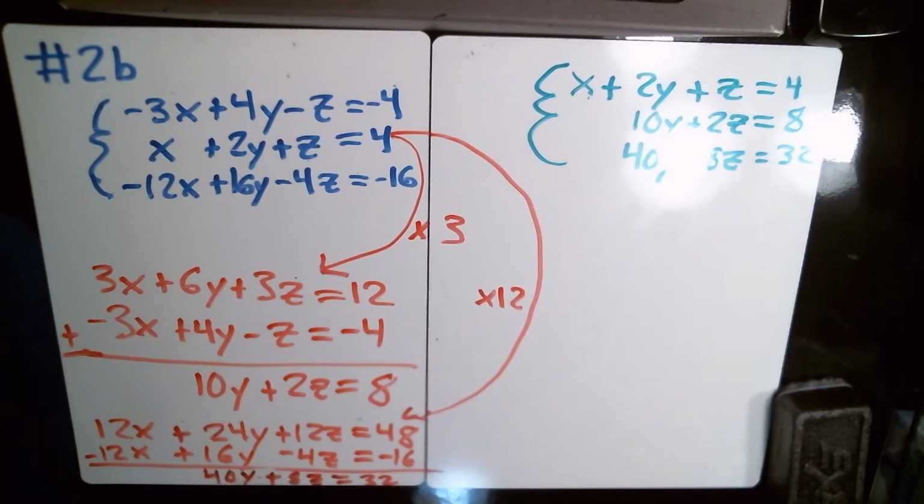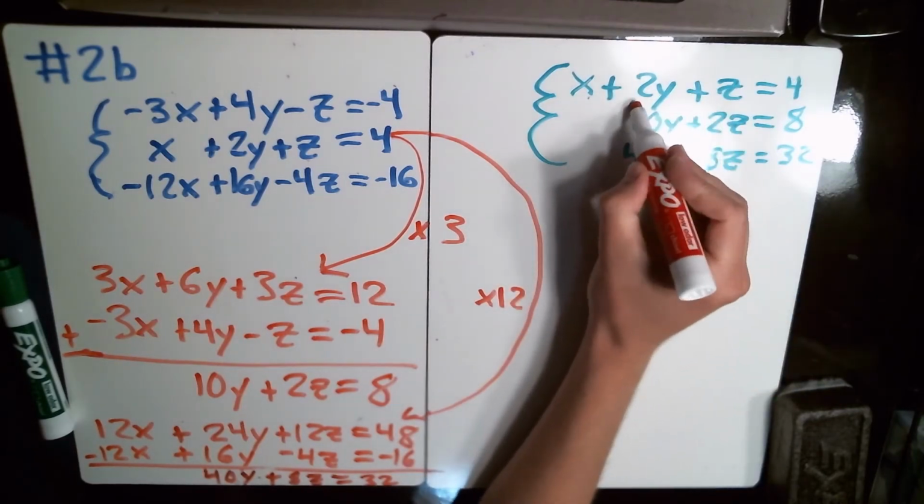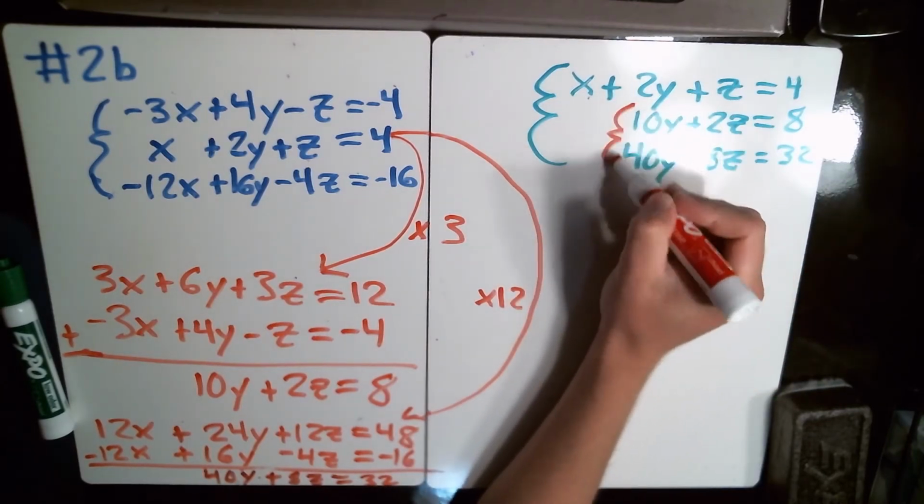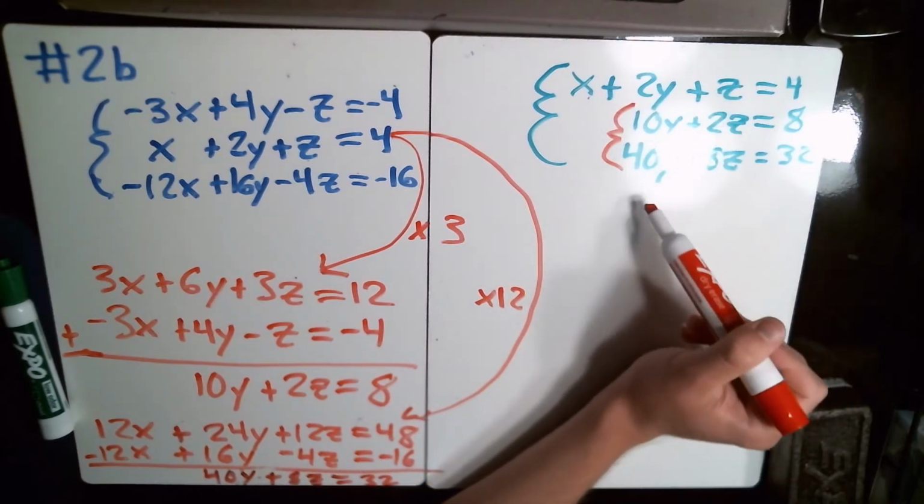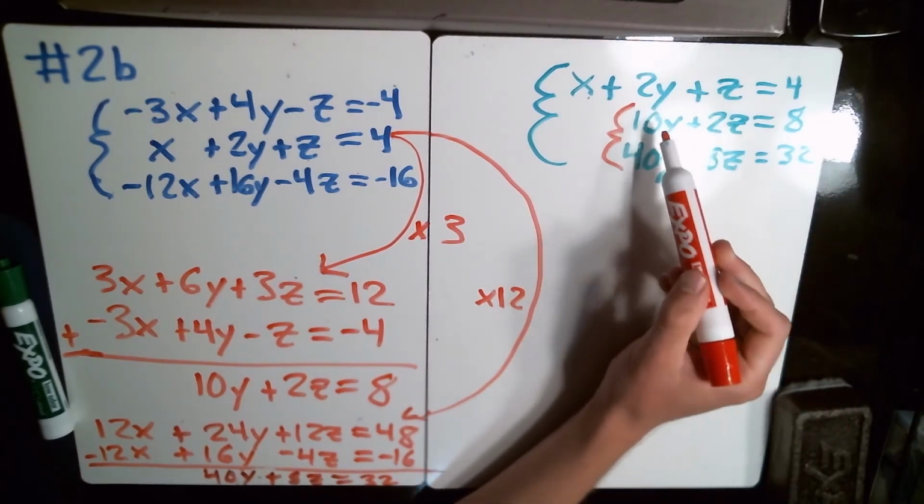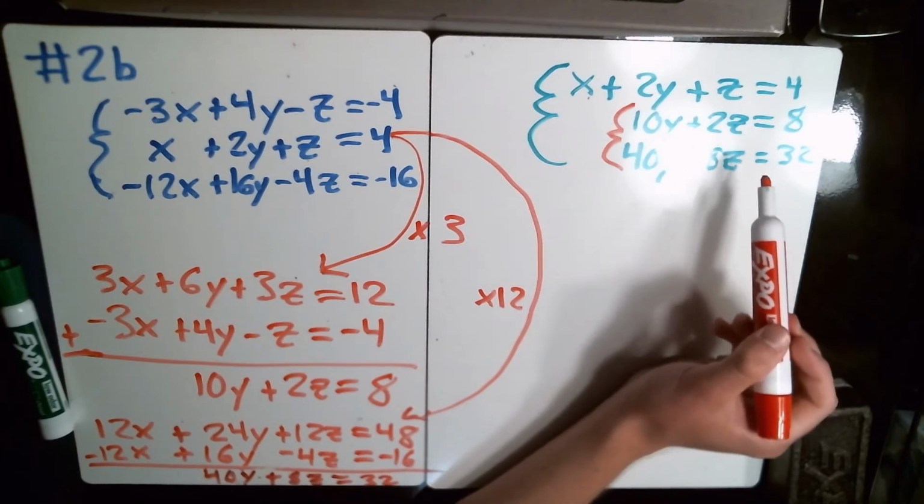Now, from here, normally as you're solving these, you just focus in on these two equations right here. Then you try and solve for y and z. This is now a system of two equations with two variables.